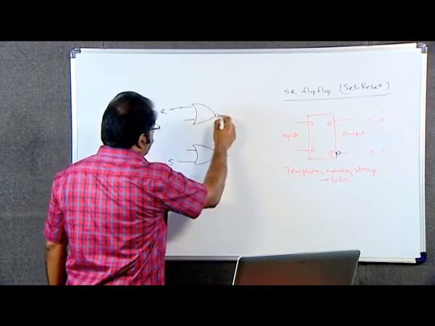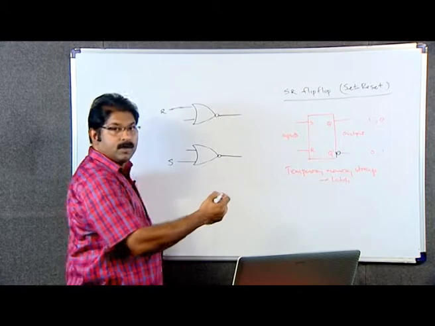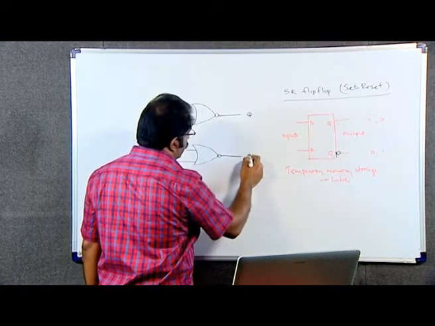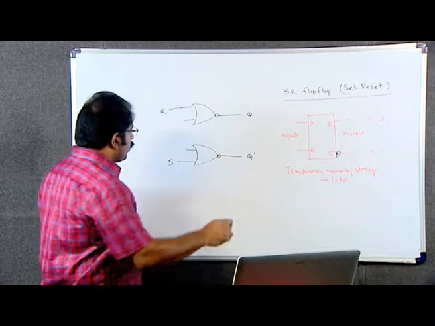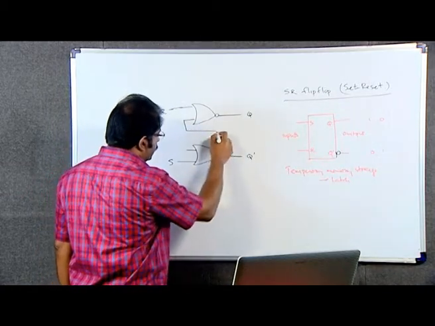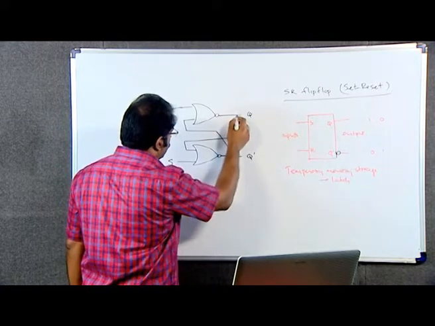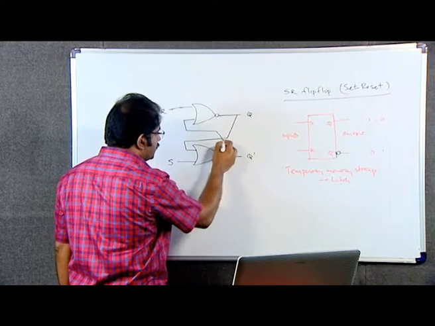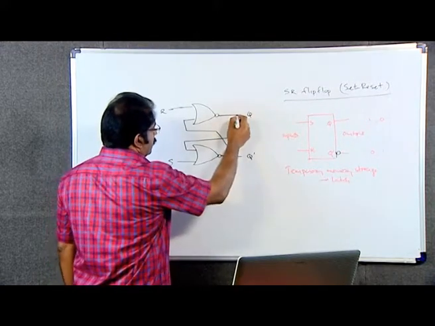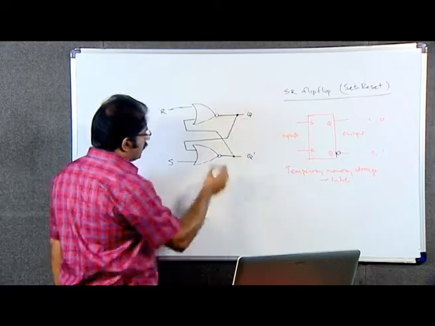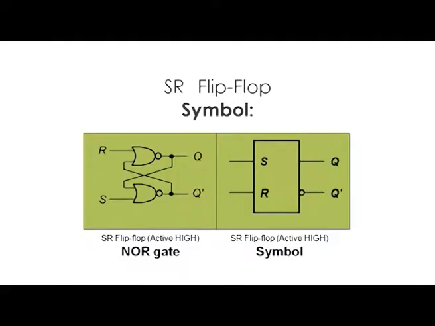Now, the outputs are Q and Q complement. The outputs are fed back to the input. There is no connection between these two lines. If there is a connection between the lines, I will put a dot there. This is the circuit, this is the method by which you create an SR flip flop from NOR gates.